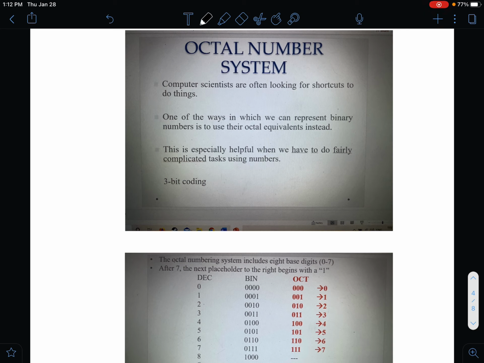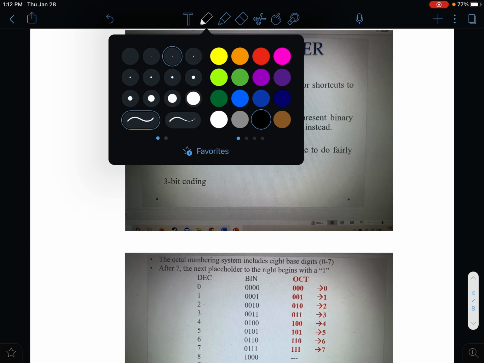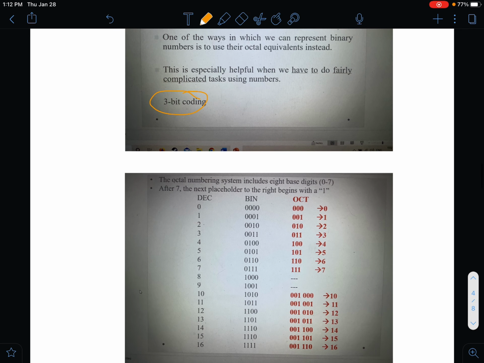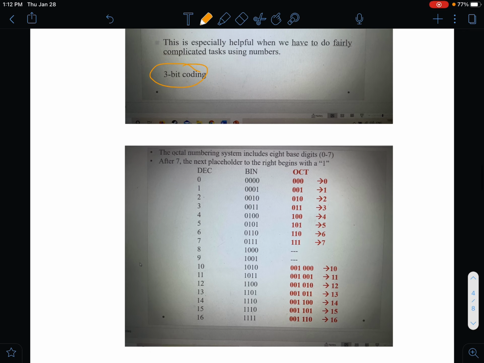Computer scientists are often looking for shortcuts to do things. One of the ways in which we can represent binary numbers is to use their octal equivalent instead. This is especially helpful when we have to do fairly complicated tasks using numbers. Now, take note that octal is a 3-bit coding. Okay? So, now, the octal numbering system includes 8 base digits from 0 to 7.